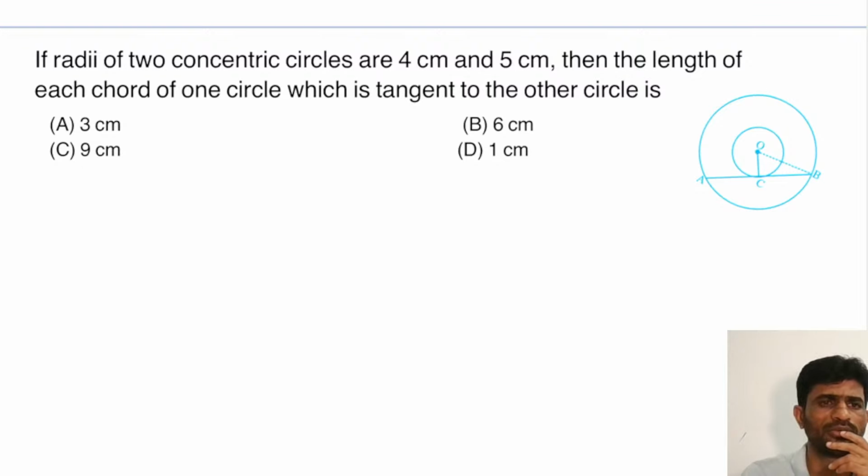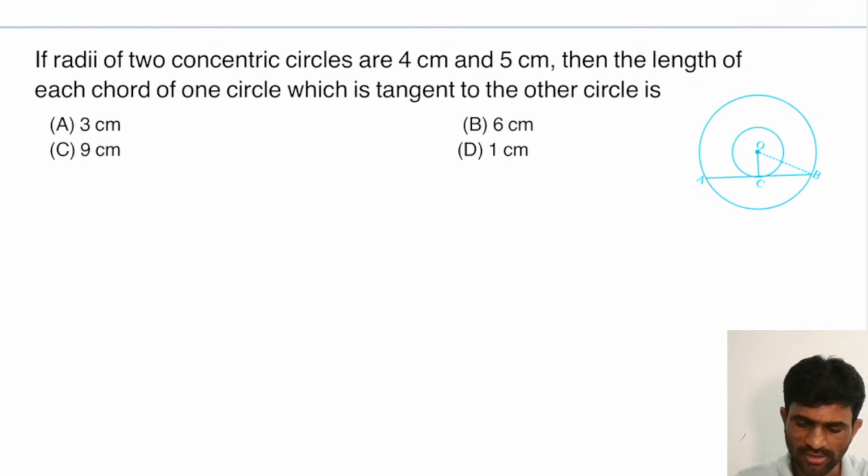Are you trying or do you want me to explain this? Answer is 5. Okay. There is no option 5 in that. Option A is 3 centimeters, option B is 6 centimeters, option C 9 centimeters, option D 1 centimeter. Which is correct? Okay. I am explaining. 6. Correct.